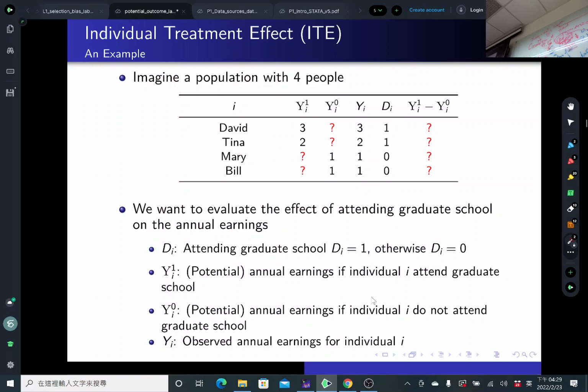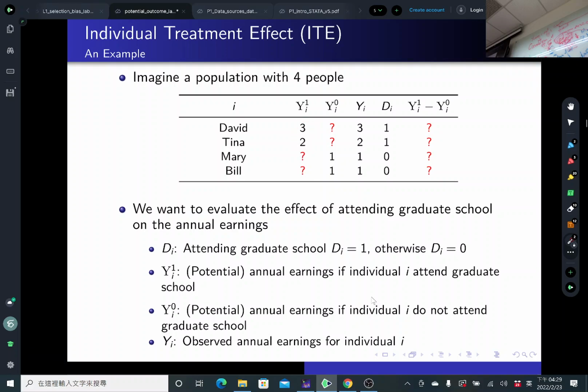If you attend grade school, the potential outcome y1 will be realized. So y1 is the potential annual earning if this person goes to grade school, and y0 is the potential earning if this person does not go to grade school. David and Tina are the treatment group. They get the treatment, they go to grade school, so we can observe their y1.